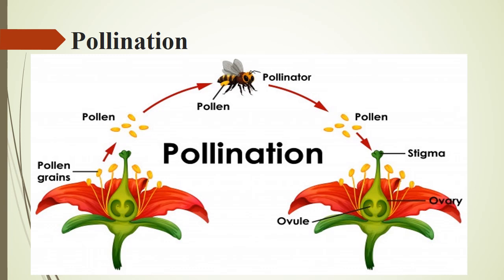Students, with the help of this process, the male sex cell, which is also known as sperm, reaches the female sex cell, which is also known as egg. Sex cells are also called gametes. Wind, insects, animals and water are the agents for pollination in different plants.